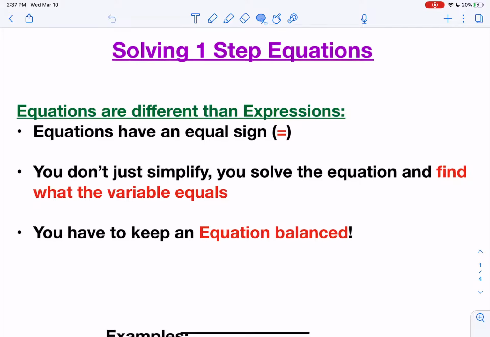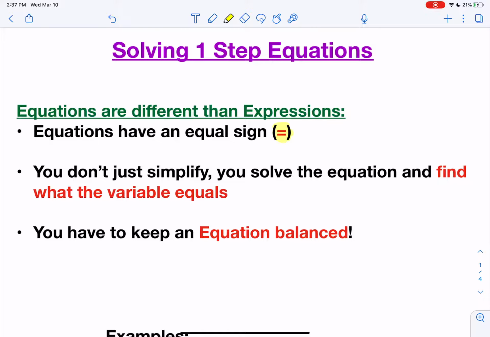So first of all, what are equations? Well, equations are different than expressions because equations actually have an equal sign, okay? So that means we're not just simplifying like we were simplifying with expressions. We're actually now going to solve and find the answer for the variable. So if there's an x in there, we're going to actually solve and find what x equals, okay?